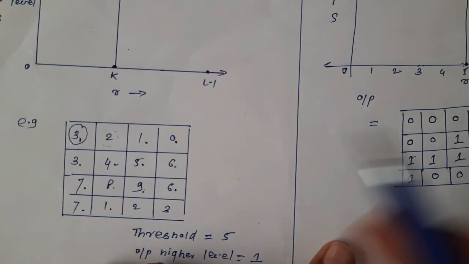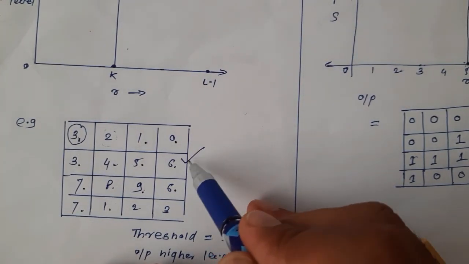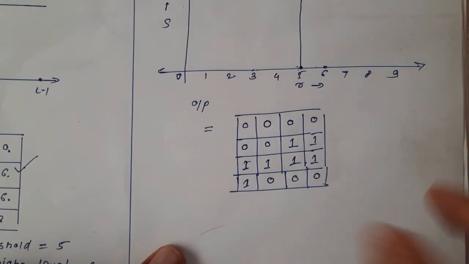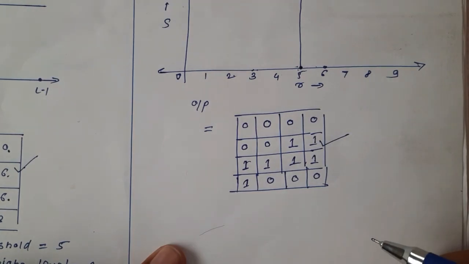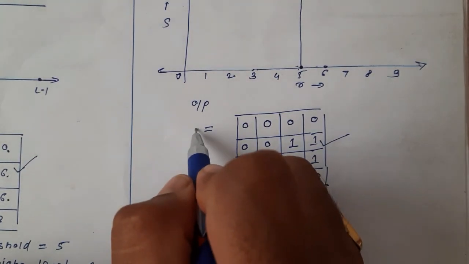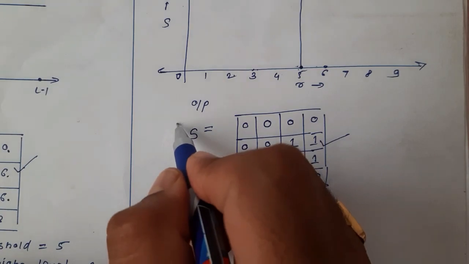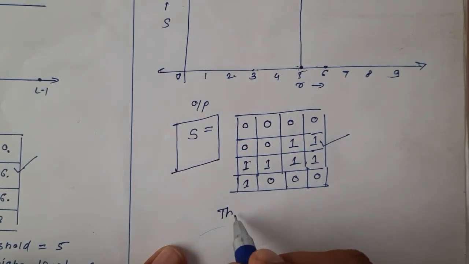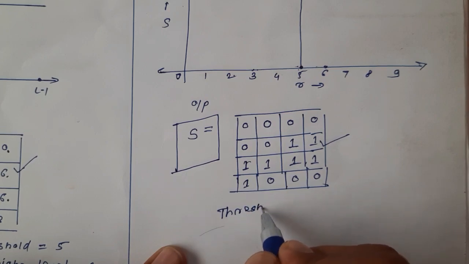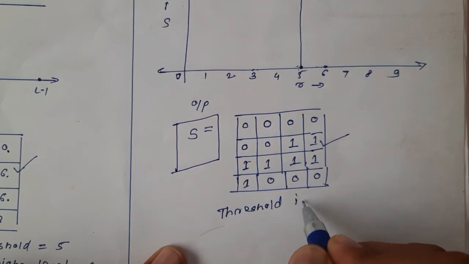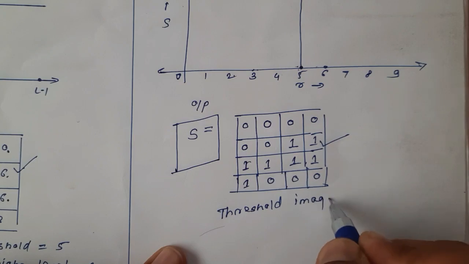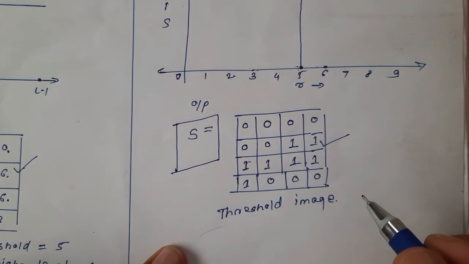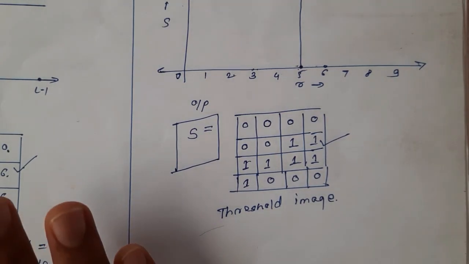Now this is my input image, and for this input image I am having this image as the threshold image. This is my output, and this is nothing but a threshold image. We can call it a threshold image. This is all about image thresholding.